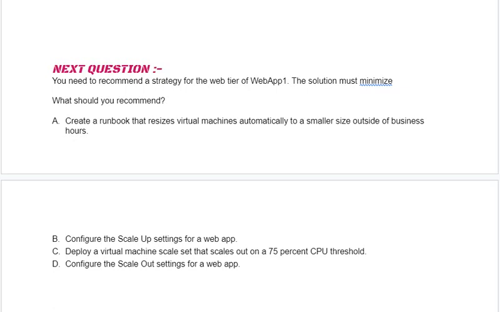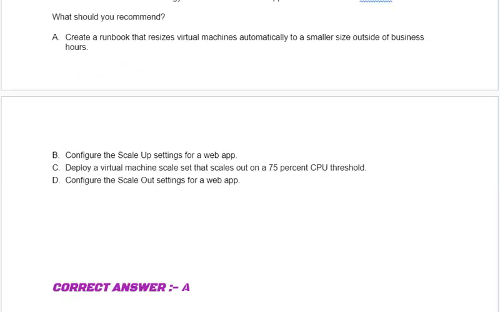Next question is, you need to recommend a strategy for the web tier of Wave App 1. The solution must minimize costs. What should you recommend? Option A. Create a runbook that resizes virtual machines automatically to a smaller size outside of business hours. Option B. Configure the scale-up settings for a web app. Option C. Deploy a virtual machine scale set that scales out on a 75% CPU threshold. Option D. Configure the scale-out settings for a web app. Correct answer is option A.